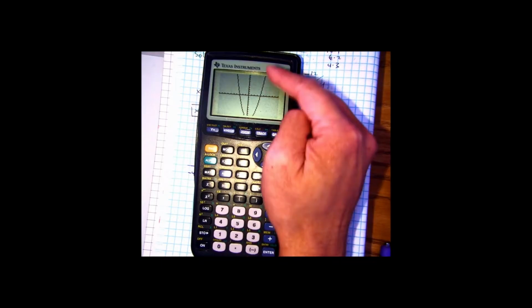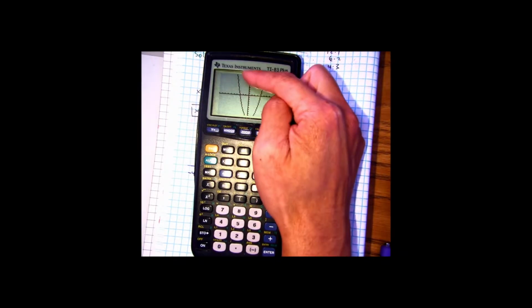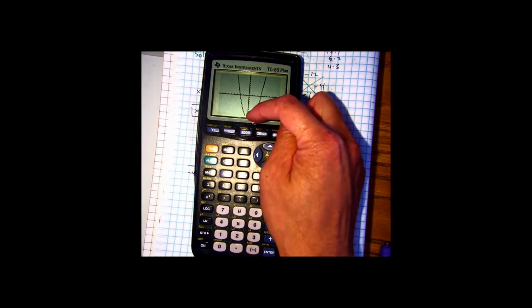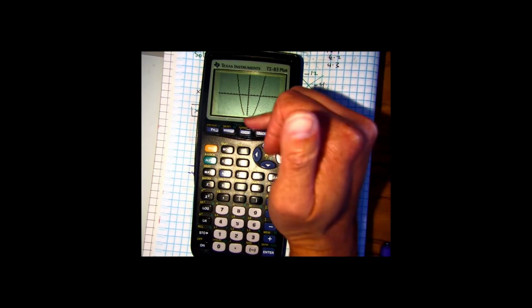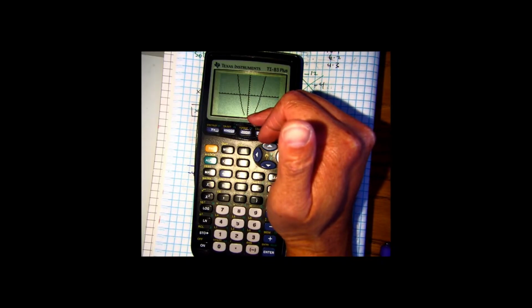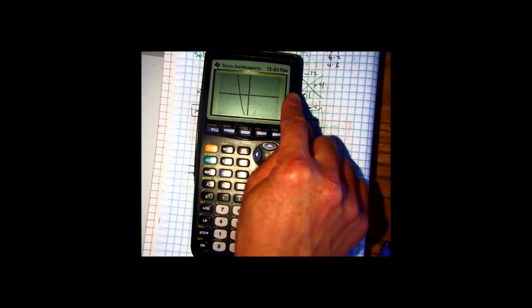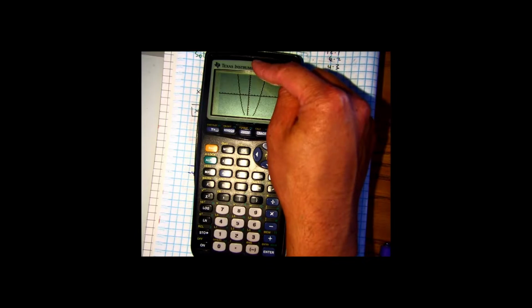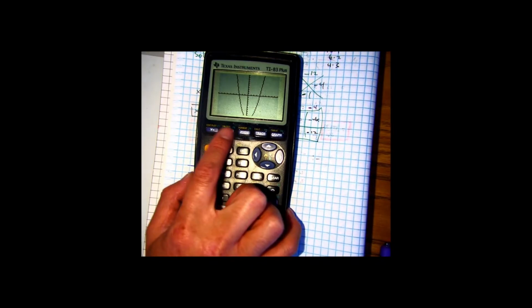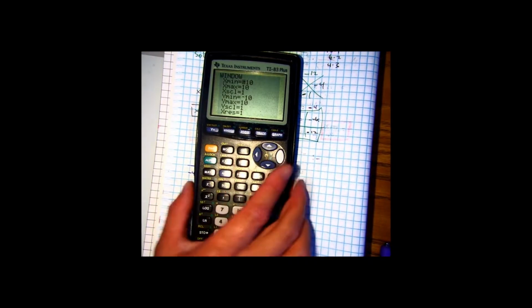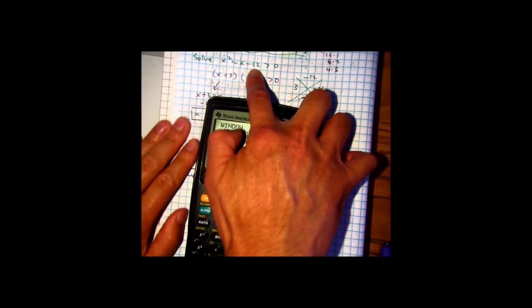Now notice how the graph is not complete. Class, what axis is this? And the lowest number on your graph is what? Everyone say negative 10. When you press zoom 6, it makes it a negative 10, positive 10, negative 10, positive 10. So our graph is not long enough. So everyone say window. We need to go further down. Well, I already know that the answer is negative 12.